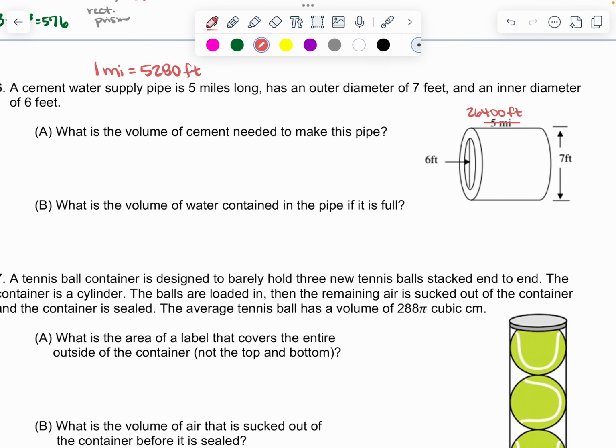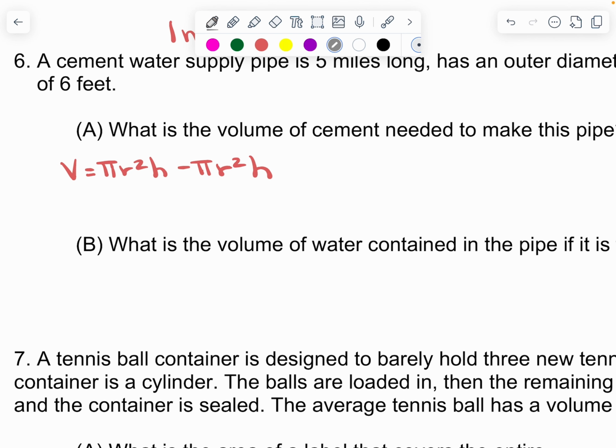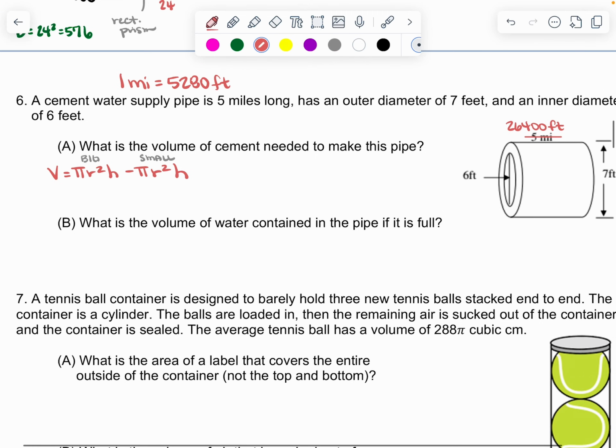All right, and so now I can actually answer the question. It says, what is the volume of the cement needed to make this pipe? Well, that's just going to be cylinder minus cylinder, right? The big cylinder's volume minus the inner cylinder's volume, and that will give us what is left, right? So volume equals pi r squared h minus pi r squared h. And I'm going to go ahead and write like this is the big cylinder, and this is the small, right? So it's not like they're canceling each other out, right? The radii are obviously going to be totally different for each of those equations.